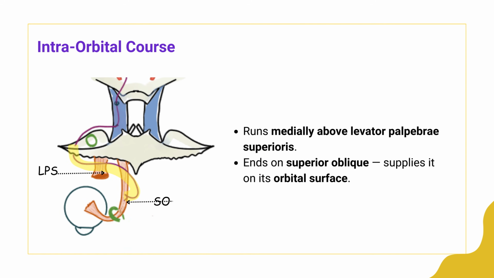The trochlear nerve, after emerging from the superior orbital fissure, passes medially above the levator palpebrae superioris muscle and supplies the superior oblique from its orbital surface. So that's important. Every muscle has an ocular surface and an orbital surface, which is facing towards the orbit. So it's through the orbital surface that the trochlear nerve is going to enter and supply the muscle. So that's important surgical anatomy for you.